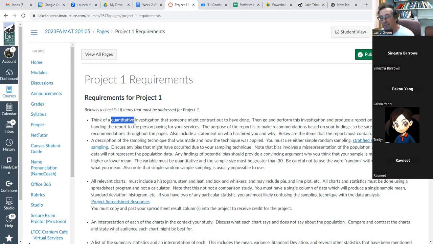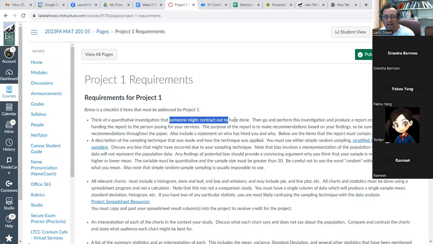Open it up. You may not remember stem and leaf plots. One digit doesn't work for stem and leaf plots, so make sure that answers could be two digits. You could do more than two digits, but at least two digits. Okay. All right.